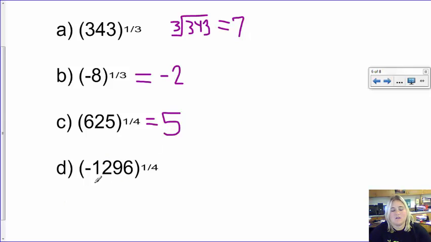Now on D, we have negative 1,296 to the 1/4 power. This is not going to work because this is a negative and this is an even index, and I can never get an even number of negative multiples to end up being a negative. Negative times a negative is a positive, times a negative is a negative, and times a negative is a positive. So this one has no solution.